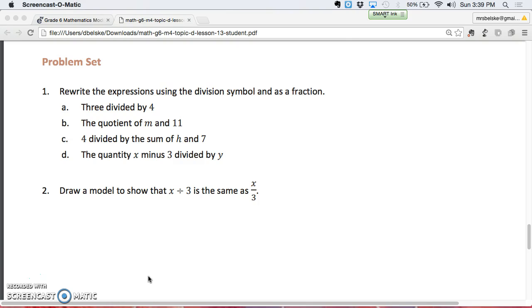Okay, here we are now at the problem set. So at this time you're going to stop the video unless you need to rewind and watch again if there was something you didn't understand. And you're going to go ahead and try this problem set on your own. And then you can check with my answer key and see if you've got it or not.